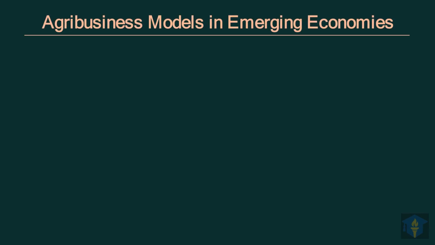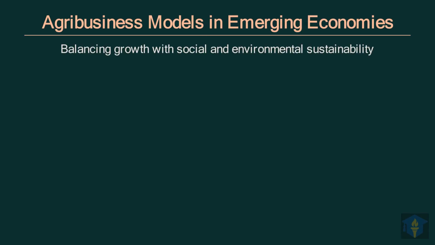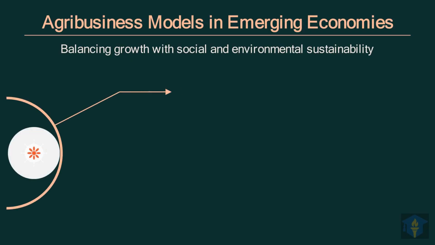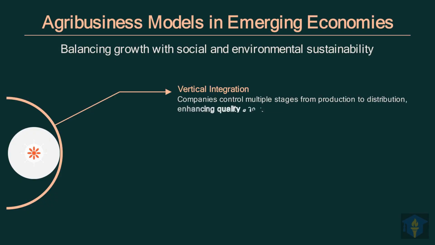Now, let's focus on agribusiness models, specifically in emerging economies around the world. These models must balance economic growth with important social and environmental sustainability considerations. One key approach is vertical integration, where companies control multiple production stages. This strategy allows companies to enhance product quality while simultaneously reducing operational costs.